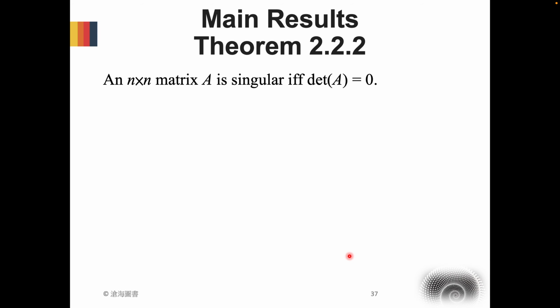Okay, now we will introduce more properties. An n by n matrix A is singular if and only if the determinant of A is equal to 0. Actually, this is the main reason why we want to define the calculation of determinant, because we want to define a value. If this value is not equal to 0, then the corresponding matrix is non-singular. If the determinant of a matrix is equal to 0, then this matrix is singular.